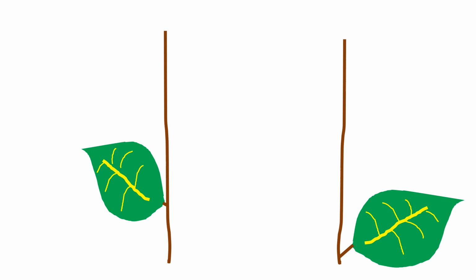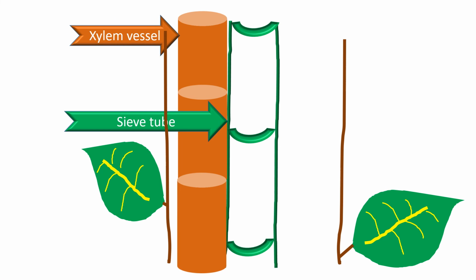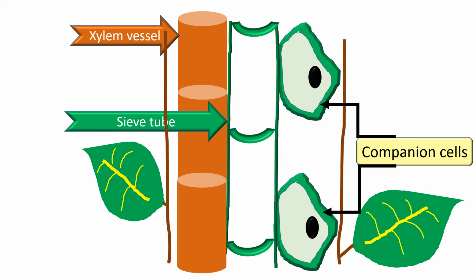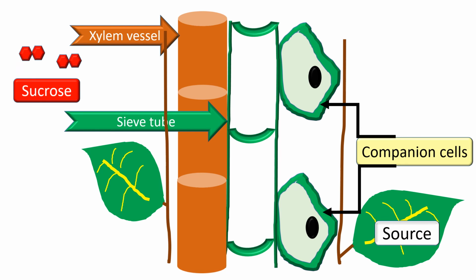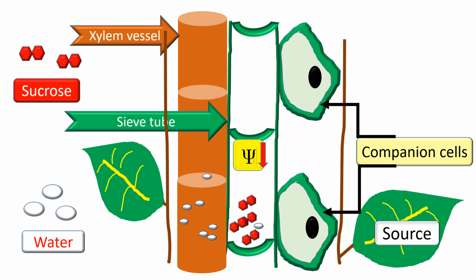Example 4. Upward movement of phloem sap. Sieve tube, xylem vessel, modified companion cells. Source. Sugar molecules. Water molecules. Loading of sugar into the sieve tube reduces water potential inside the sieve tube elements at the source. This causes the sieve tube to take up water from the xylem by osmosis.